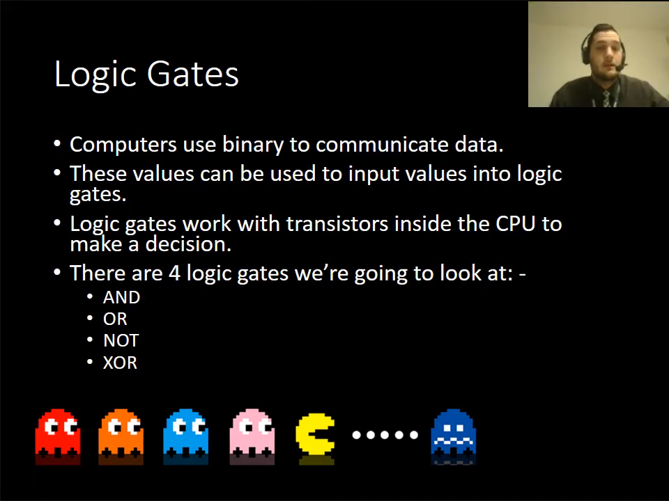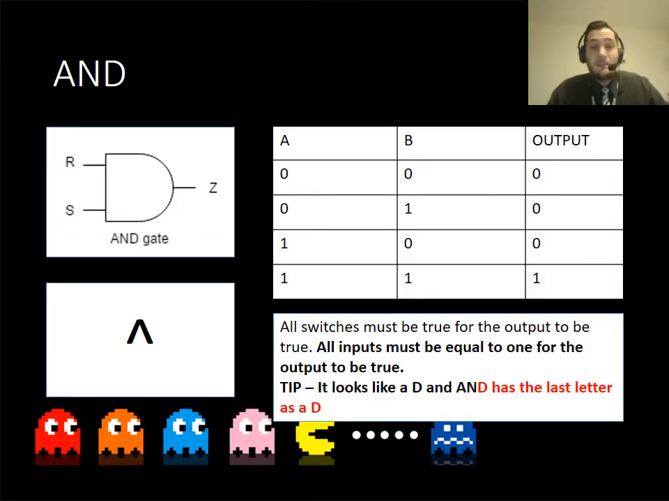together. So logic gates we generally use to communicate data, and they are usually working with transistors inside the CPU to make the decision about what's happening. And the four that we're going to look at today are the AND, OR, NOT, and exclusive OR. And we're going to look at what happens when we input a value and what changes. So this is a simple AND gate.